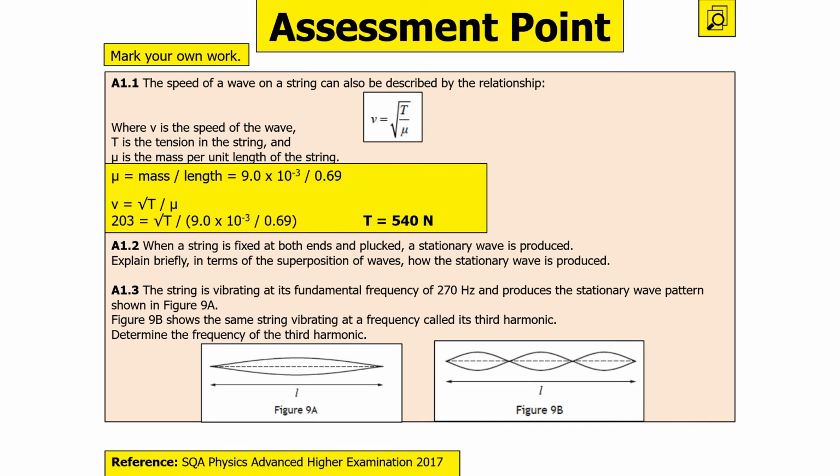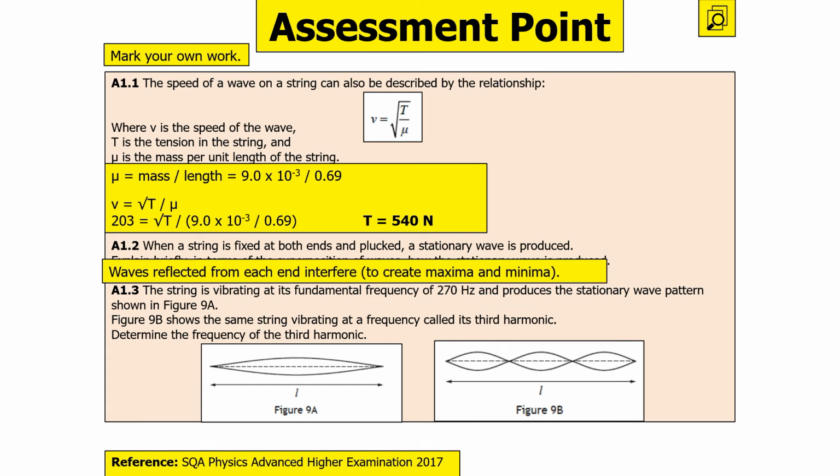In the first one, mu equals mass over length, so you work it through to be 9 times 10 to the minus 3 over 0.69. v equals the square root of T over mu, so we can rearrange that, pop the values in, and T equals 450 newtons. Now how does it work? Well, waves reflect from each end, they interfere because they're coherent, creating maxima and minima. The third harmonic is the third multiple of the first harmonic, so it's 3 times 270, which is 810 Hz.